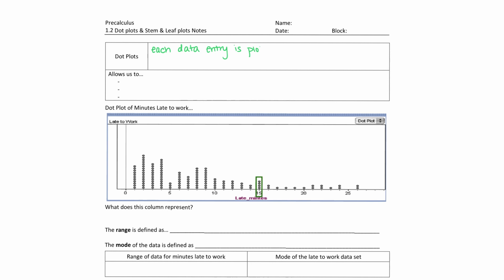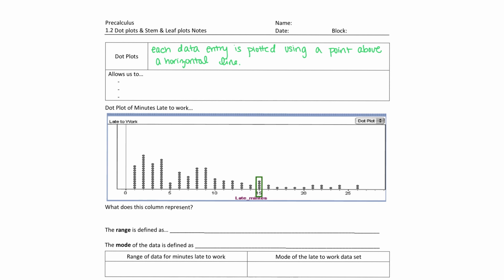is plotted using a point above a horizontal line. And we see an example down here of a dot plot of minutes late to work. So what we have here is a company or an organization tallied the people who came in late to work, and we see 1 point represents how many people were late in each category.